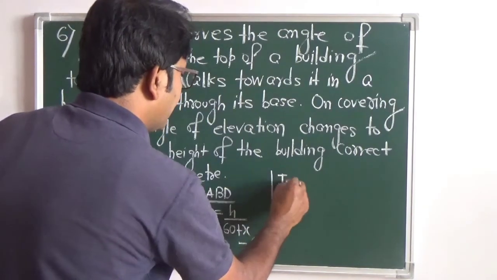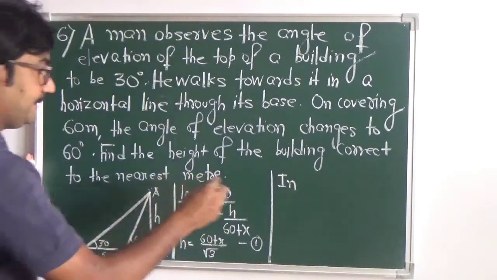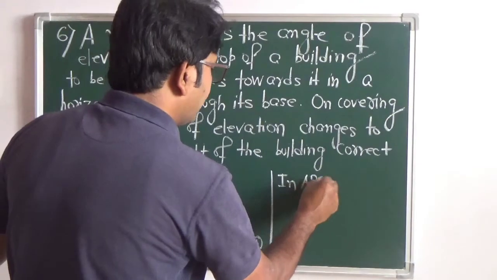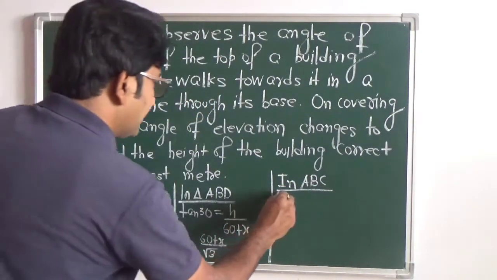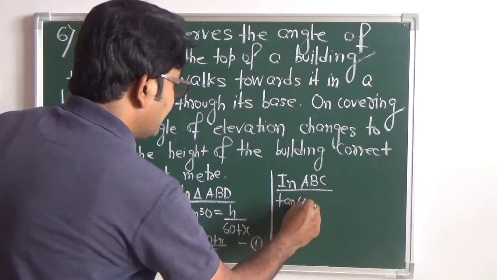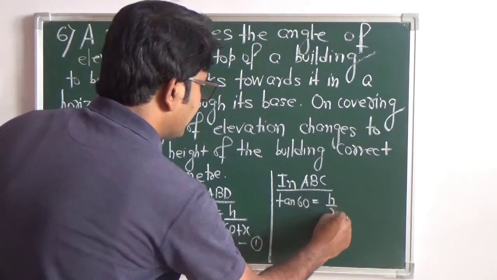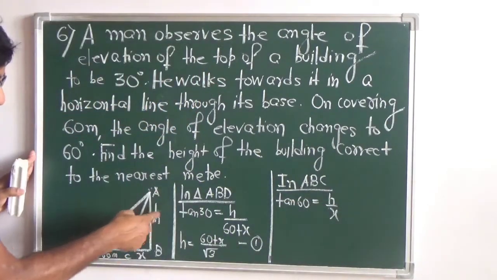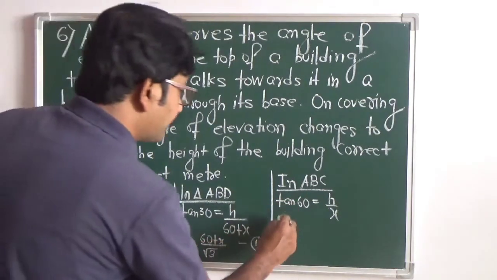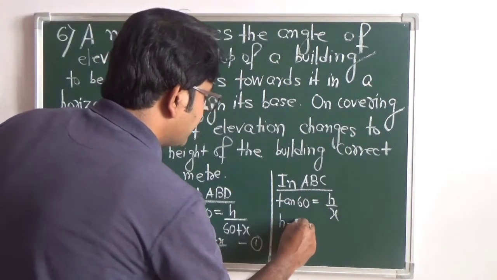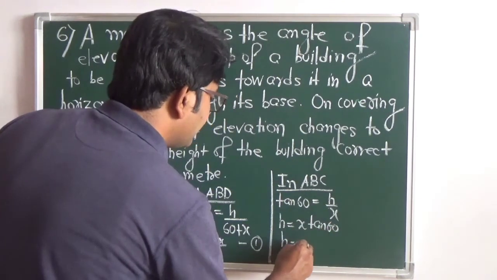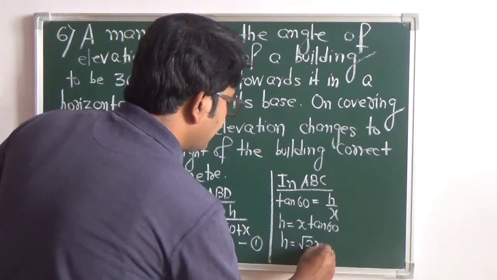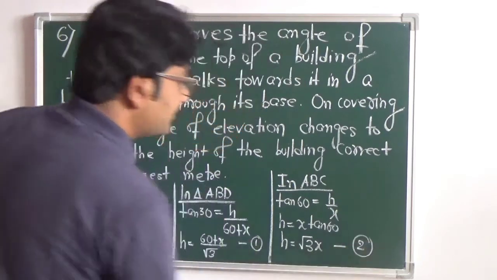Again in triangle ABC, we have the perpendicular and this is the base. So we have tan of 60 degrees equals h by x. Tan 60 is perpendicular by base, h by x. So from here we can write h equals x tan 60. So h equals root 3 into x, since tan 60 is root 3. This is number 2.